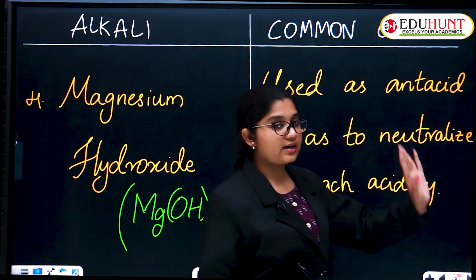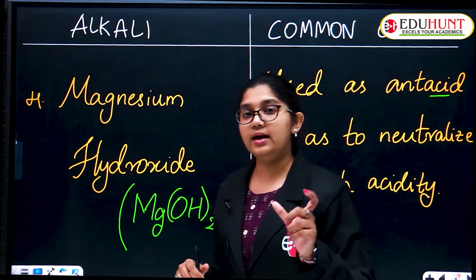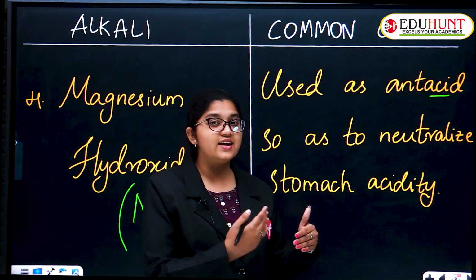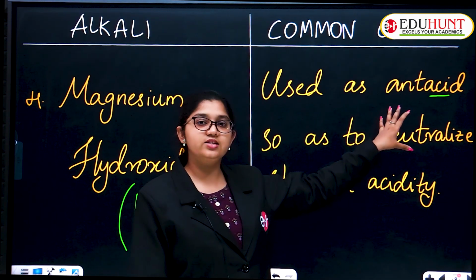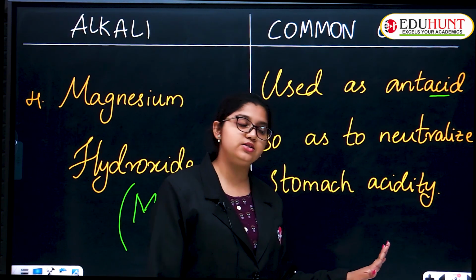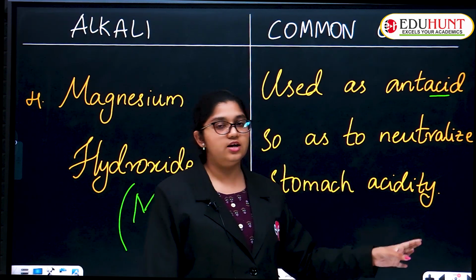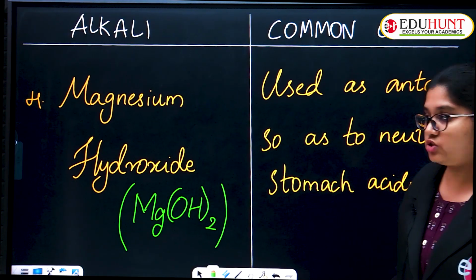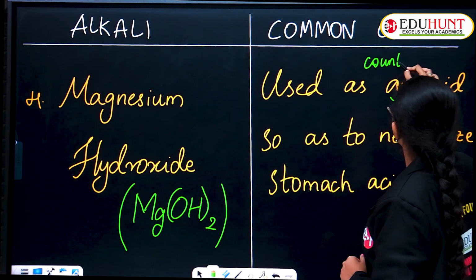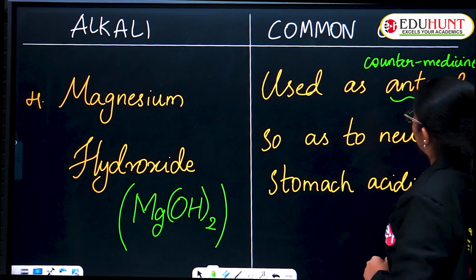See, in the word antacid, there is the word acid. So anti means acting against the acid. Here we have to say it is something opposite to the acid. To control acid, or against acid, we call it anti-acid, in short, antacid. This antacid is a counter medicine, children. Antacid is a counter medicine. Okay, we'll see for what.